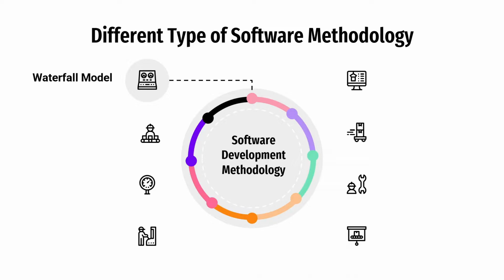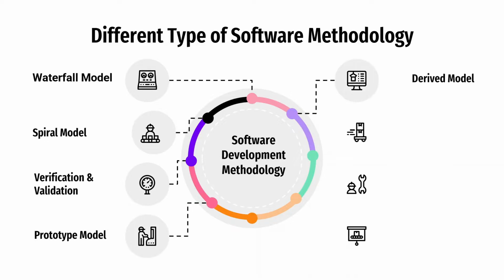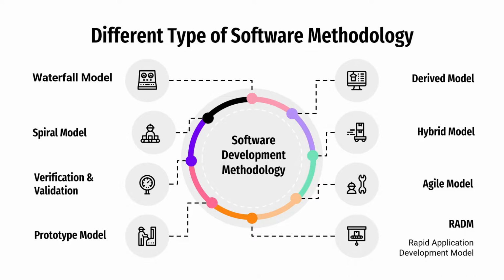So we'll see the different famous methodologies we usually deal with. The one we're going to talk more about today is the waterfall methodology. Then we have the spiral model, verification and validation model, prototype model, derived model, hybrid model, and agile model. Agile is very important for all freshers and everybody in the industry. We need to know what the agile methodology is. I'll be creating video content on all of these individually, so just wait. And then we have the rapid application development model. If the client wants us to develop something very quickly, then we'll go with RAD.